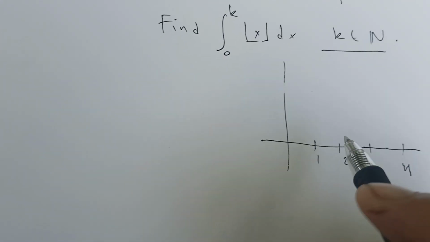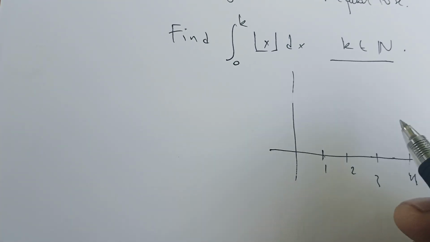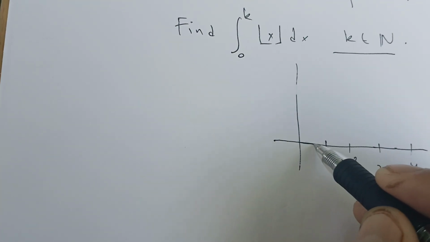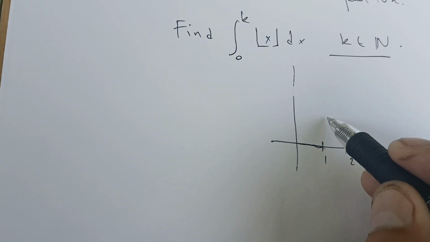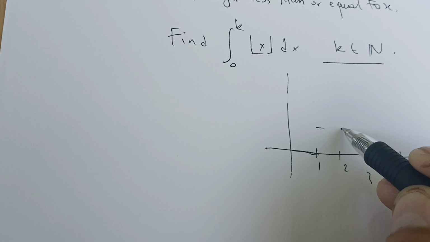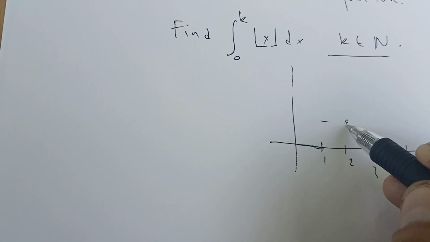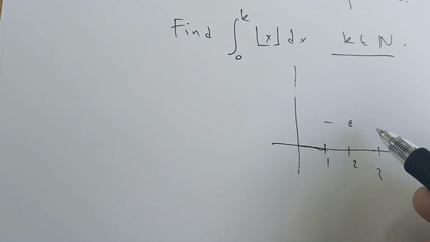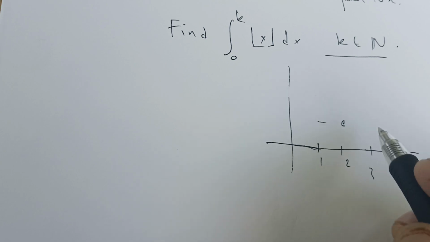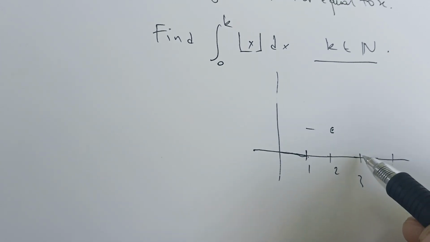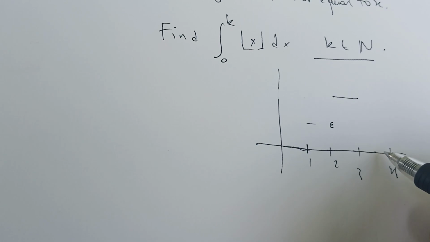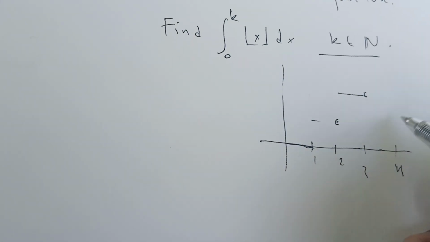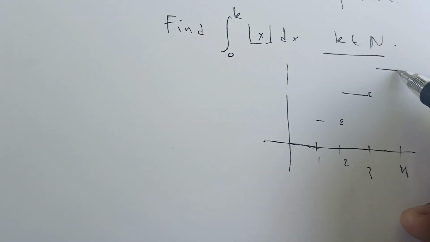This is enough. So between 0 and 1, the floor here is just 0. Between 1 and 2, the floor is just 1. When we reach 2, we have a small circle to denote that we didn't get to 2 yet. Between 2 and 3, the floor value is 2. And between 3 and 4, the floor value is 3.